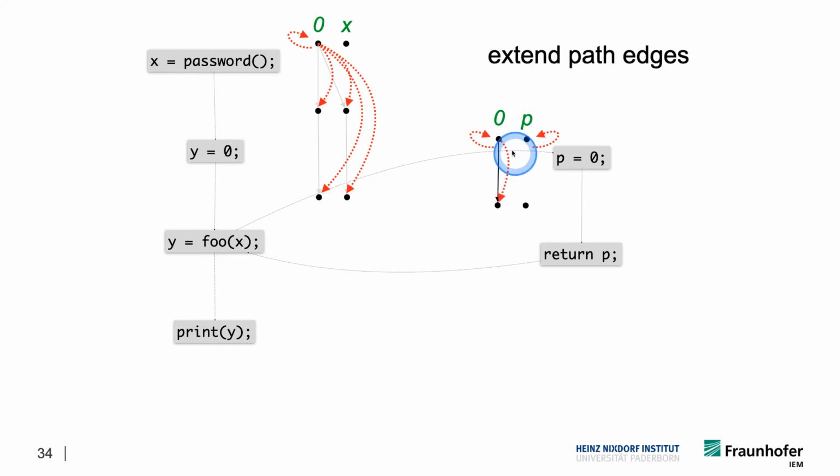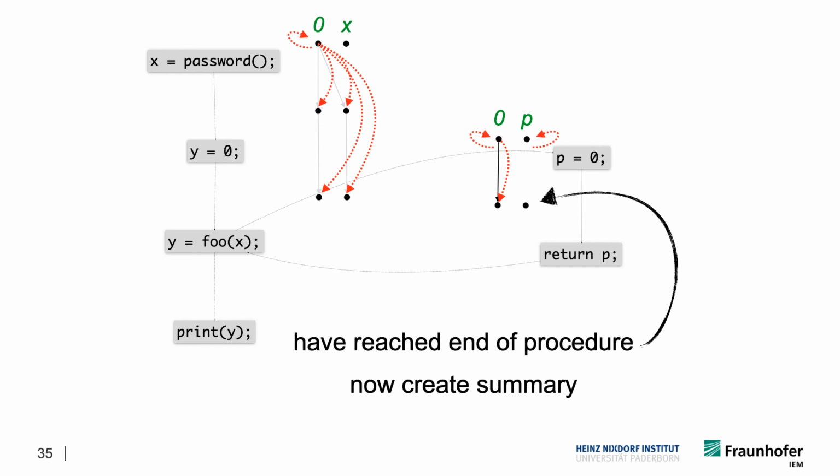But then again, we do the same, right? So we look at what's reachable here. We compute the flow function for that particular statement. Now here, this will only make 0 reachable because P is actually being killed. But now we have here reached the end of this procedure, right? So we have reached the end of the callee procedure. And now, therefore, we will actually be creating a procedure summary.